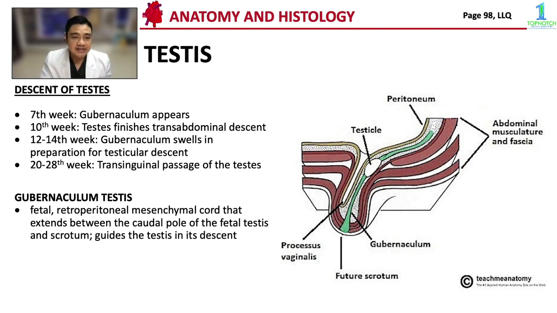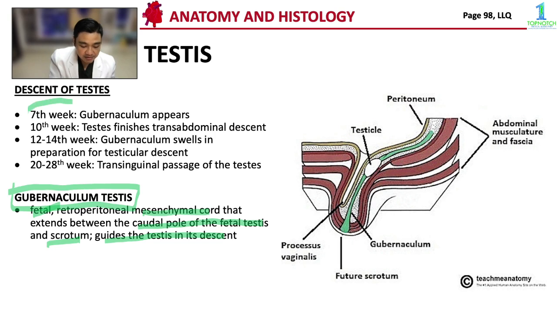So more about the testis, about its embryologic origin. As mentioned, early in the pregnancy, the testis is formed inside the abdomen of the fetus, and its descent is facilitated by a structure we call the gubernaculum testis. It's a fetal retroperitoneal mesenchymal cord that extends at the caudal pole of the fetal testis and scrotum, and it guides the testis in its descent. It starts at the 7th week of gestation with the appearance of the gubernaculum. At the 10th week of gestation, the testis finishes its transabdominal descent.